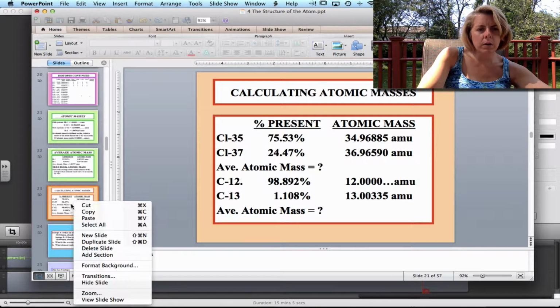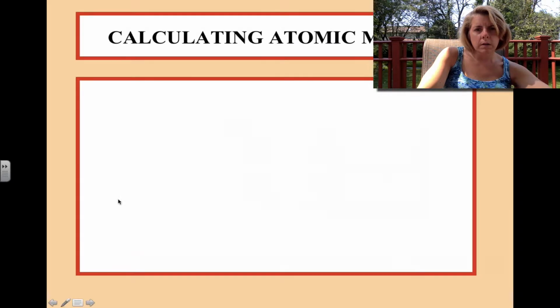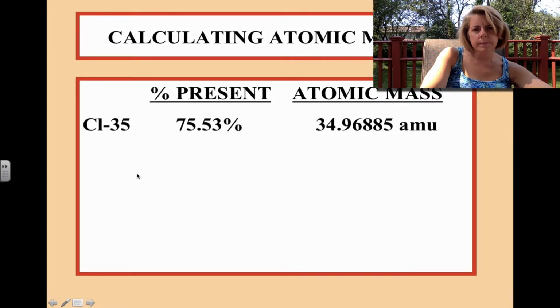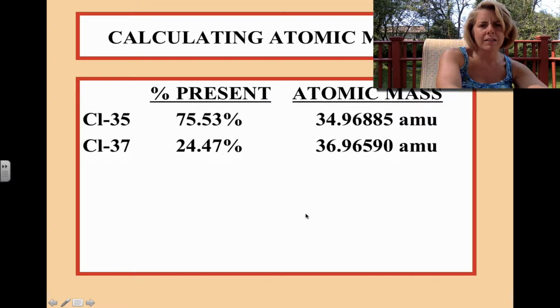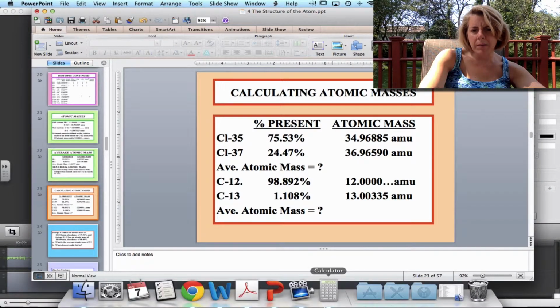Okay, so I'm going to do a couple instances here. Here we have chlorine 35 and then chlorine 37, and we're going to take 0.7553 times 34.96885, and to that we're going to add a second calculation of 0.2447 times 36.96590. Okay, so we're going to do that together and see what the atomic mass is.